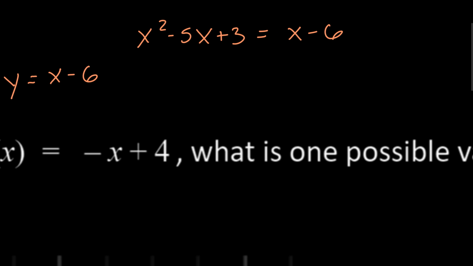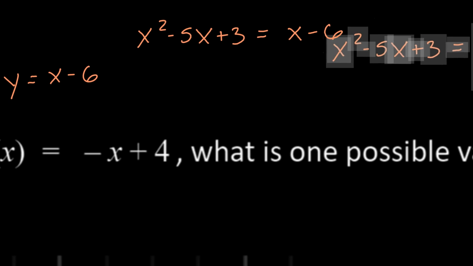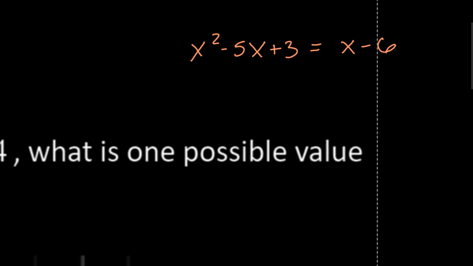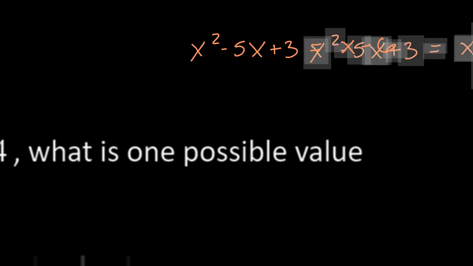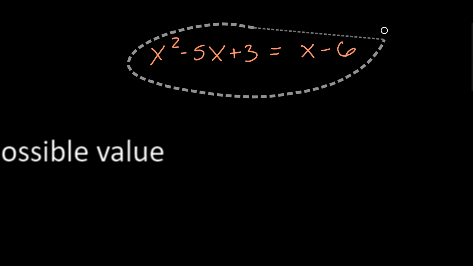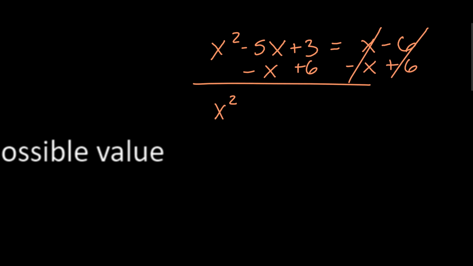And what do we do? Subtract the x and add 6. Right. Whoops. I am just struggling all over today. Okay, so we get everything to one side. We subtract x over, and we add 6. So, x squared minus 6x plus 9.